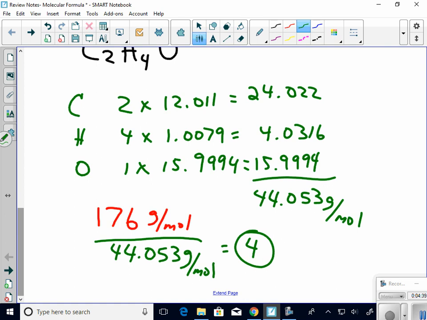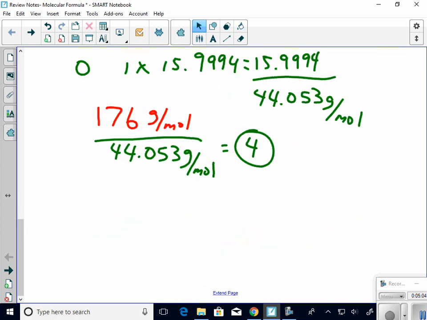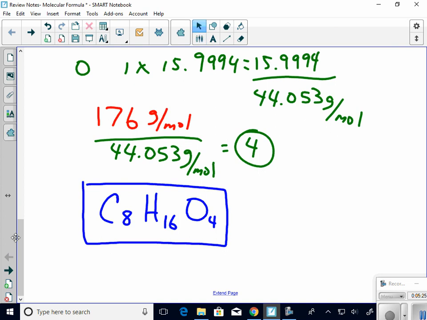So my empirical formula times 4 will give me my molecular formula. Well, I look back up here, and it's C2H4O. So if I am going to multiply each one of those by 4, I am going to get C8H16O4. So that is my molecular formula for this problem.